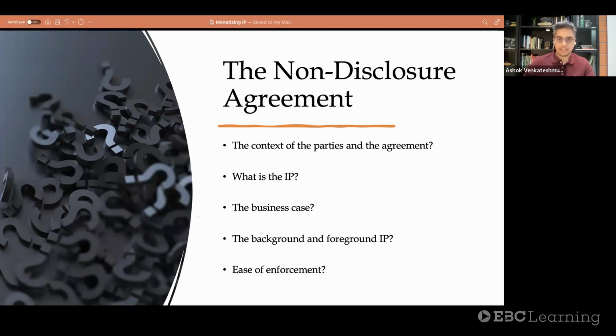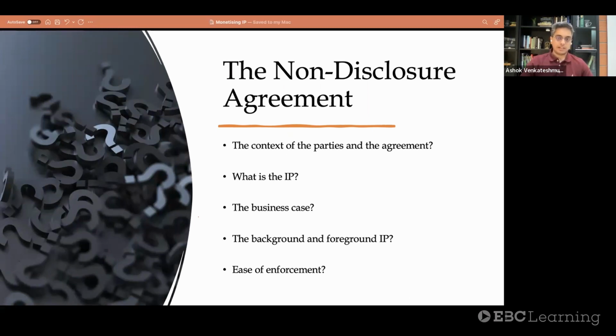I would have ideally wanted to try and build an agreement with all of you, but time is going to be a constraint. So let me see how best I can optimize the time left, right? So let's take the example of a non-disclosure agreement and see how some of these principles can be applied.